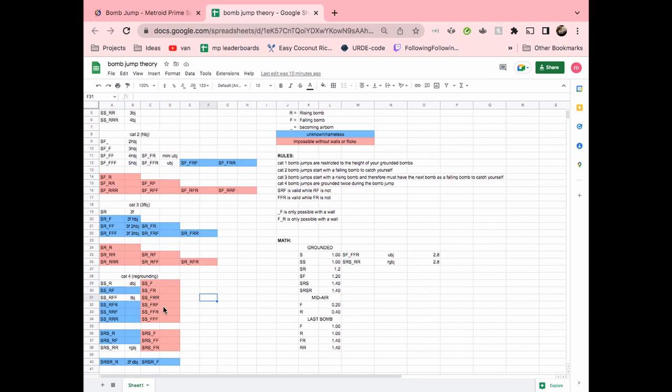Now, if you want to get a flick somewhere in there with this F, with a falling timing, we could get a flick in there, and then you could get some extra height out of it.